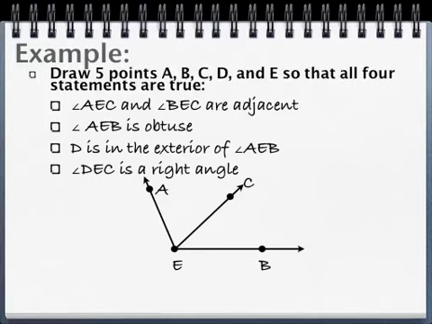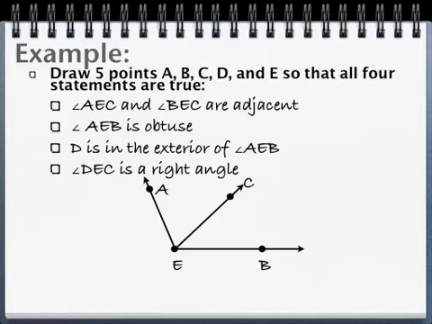The next one says that angle AEB is obtuse. Obtuse means greater than 90. If you look at the larger angle AEB, it is obtuse. The next one says that D is in the exterior of angle AEB. So I need point D to be on the exterior of the largest angle AEB.